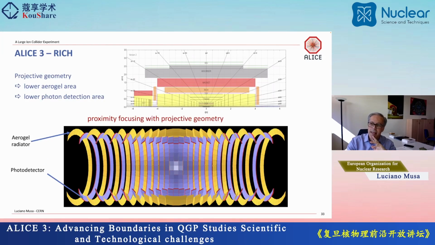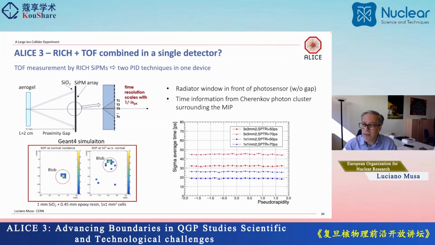In particular, let me say, although I don't have the time, that what we are targeting here, for the first time, is the combination of the RICH detector and the time of flight in a single technology, by having in front of the photon detector a silicon dioxide layer, which acts as a second layer to produce Cherenkov light and distribute the photons of the Cherenkov light over multiple SiPMs, such that the time resolution results from many measurements in different SiPMs.